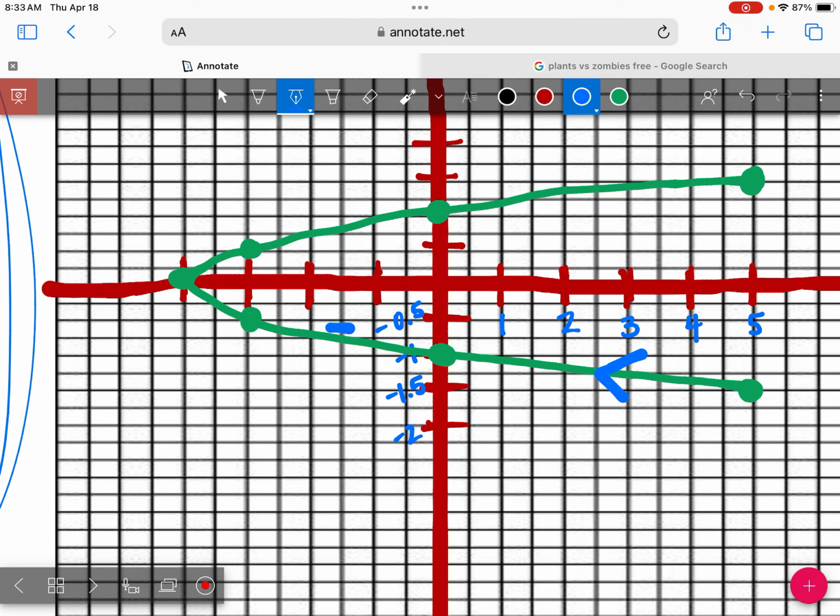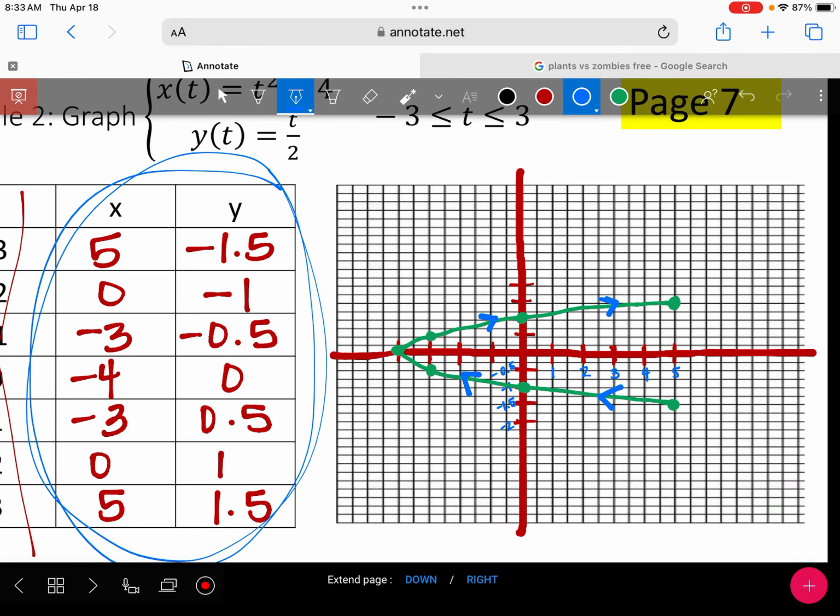And then you just need to add a couple arrows to show the direction of motion. And that is your graph. That's it. And that's how you would graph a parametric equation.